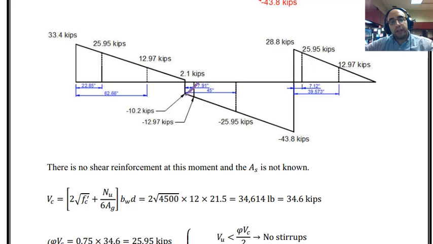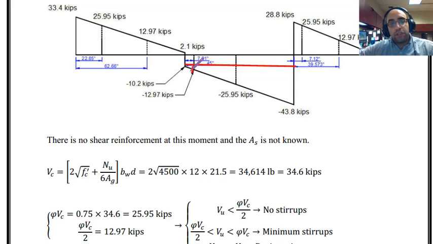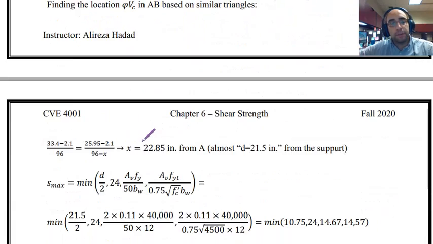For finding this location, I can say this is a small triangle. So these are the triangles that I'm going to consider: this small triangle versus the big triangle that we have. Based on this, I can find the location. We can say this side, which is 12.97 minus 10.2, over this small side, which I don't know, I'm going to call this X, is equal to the same ratio for the bigger triangle. This is the bigger triangle. This side will be equal to 43.8 minus 10.2 over this total length, which is 8 foot or 96 inches.